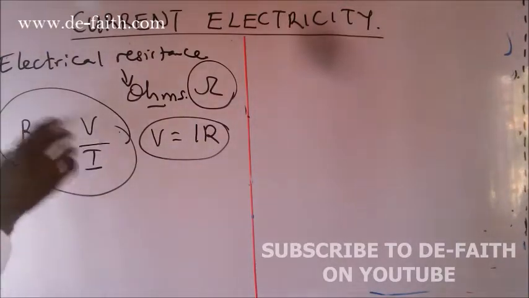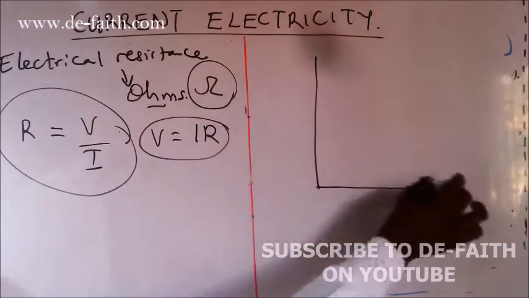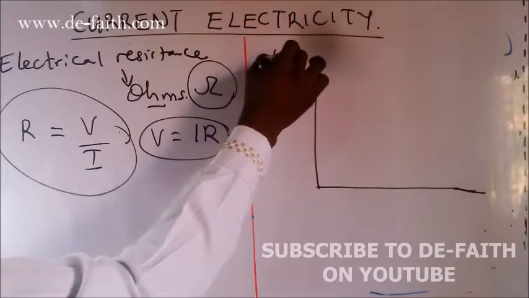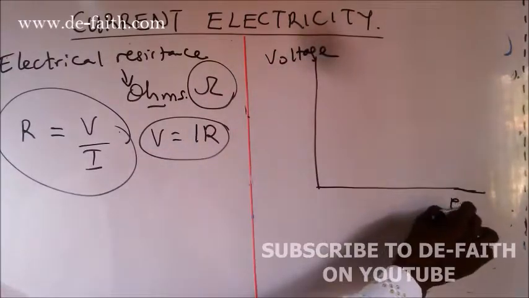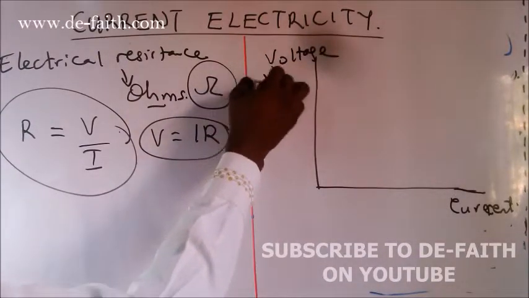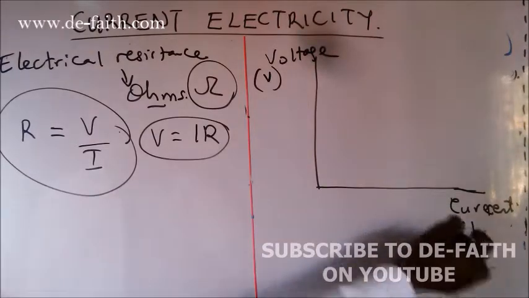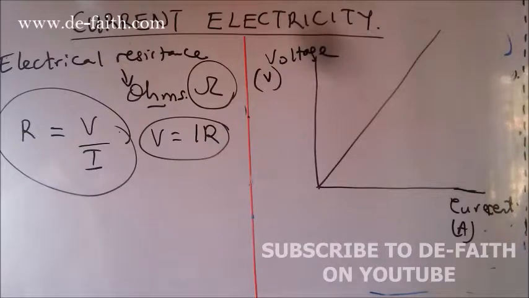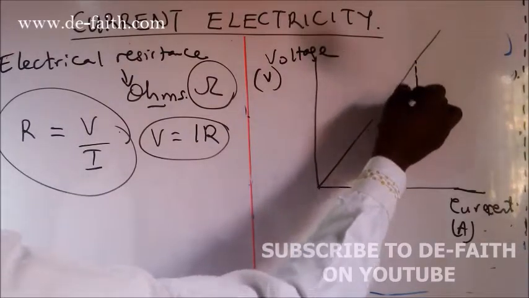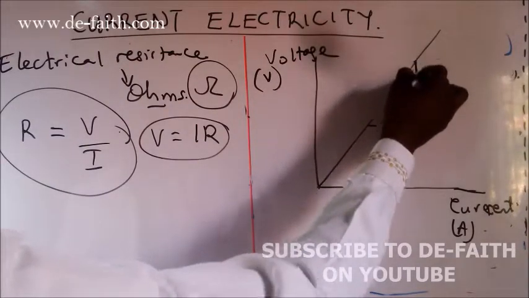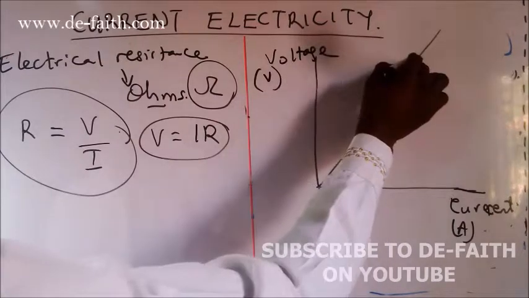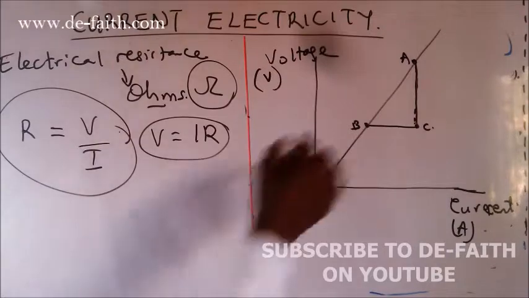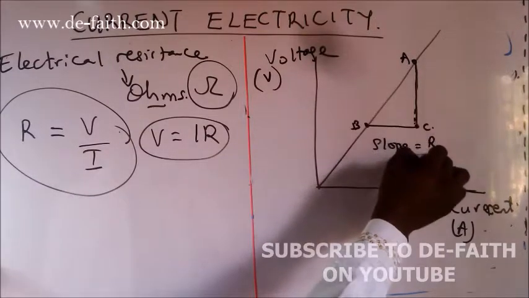And with this, a graph can be plotted in which we plot voltage against current, where V is in volts and current is in ampere. When we plot this graph, you will have a straight line positive graph. Considering that when we draw a slope, let's call this point A, point B, and point C. With this, we'll have a slope which will give us the resistance.